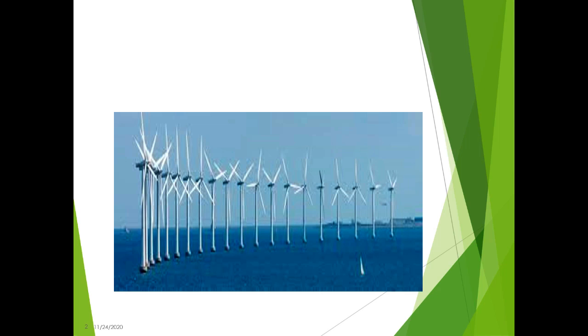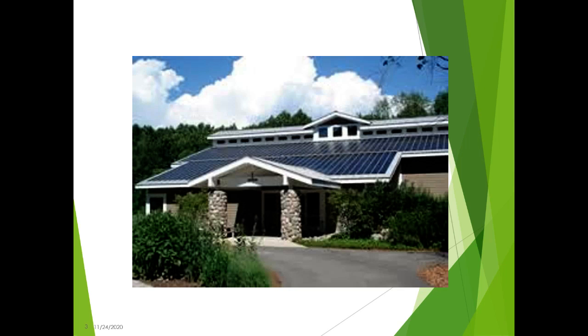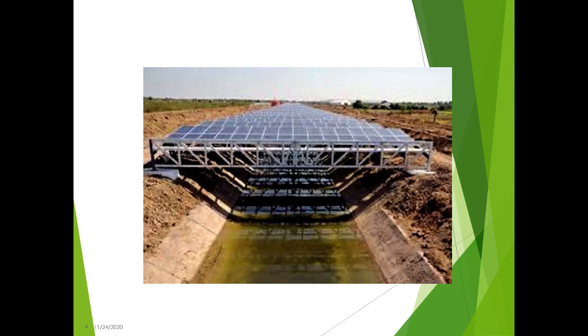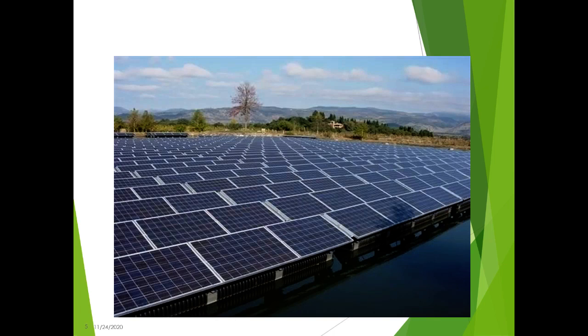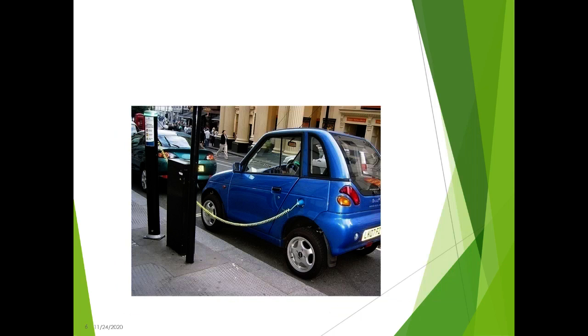The first few of these images will be positive images, such as this offshore wind farm or this very nice house whose roof is entirely covered by PV panels, or this water canal which is also covered by photovoltaic panels, this field which is again covered by photovoltaic panels, or this electric car which is being charged in the middle of the city. So these are very nice, very hope-creating images for our future as humanity.